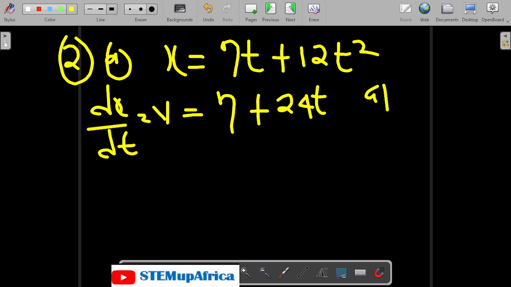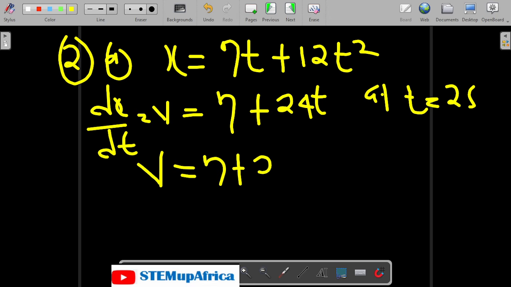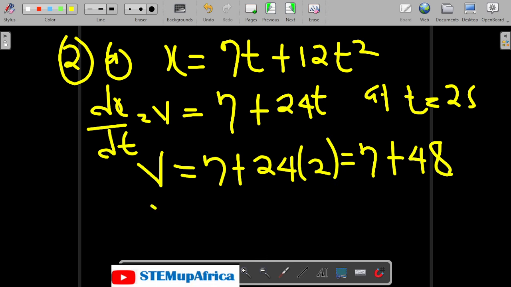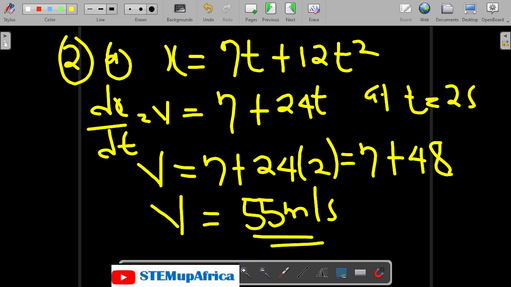So at t equals 2 seconds, my v is now 7 plus 24 bracket 2, which is 7 plus 48. So v is now 7 plus 48, which will give us 55 meters per second. This will have to go to 1. Then we have to go to 2.